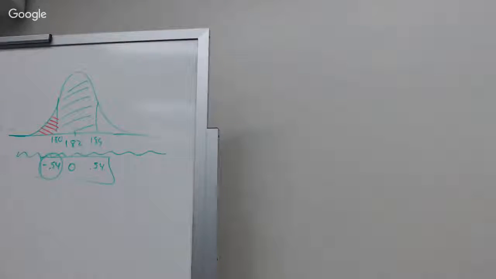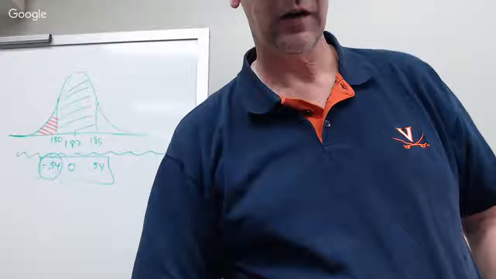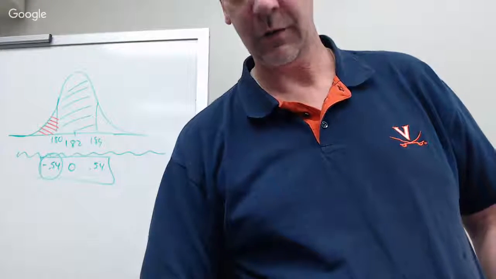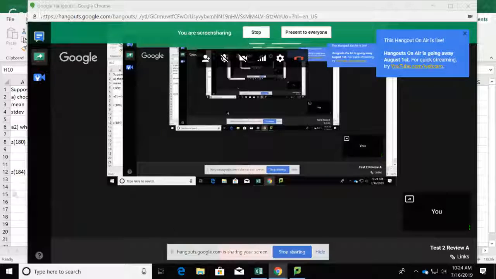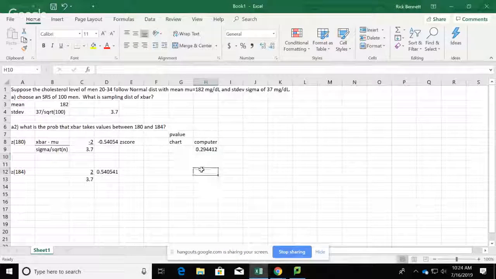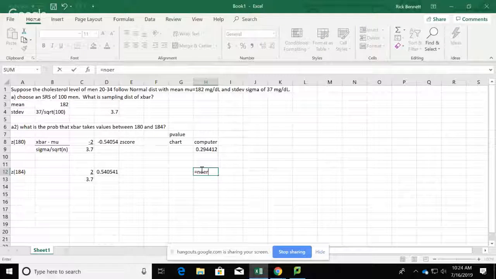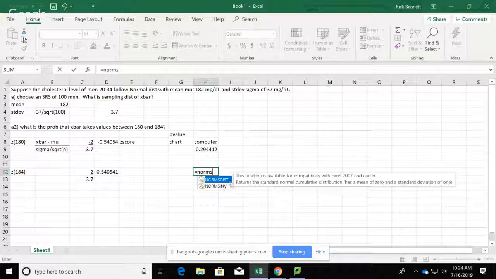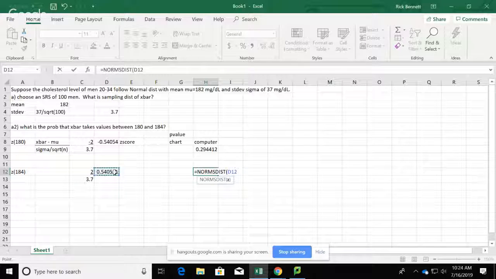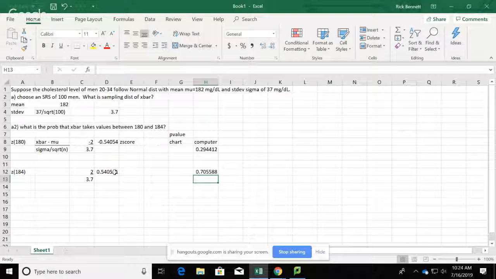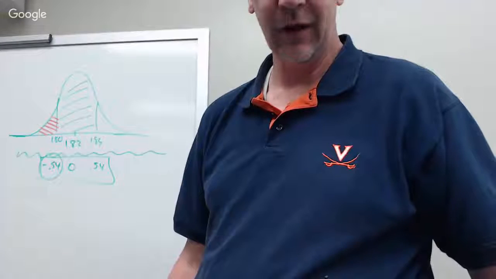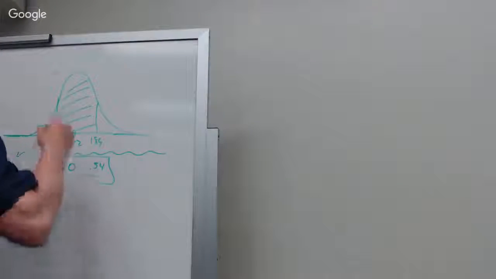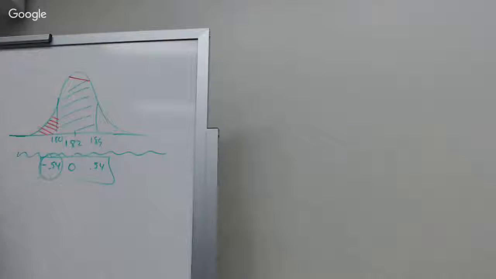Okay, now what am I going to do? I'm going to do the same thing again, the same value except for the 184 this time. Okay, so when I share my screen here, now I'm going to do norm s dist of that number, okay, and that's going to give me 0.7055. So going back to my picture again, what I've done is I've found this area here. Maybe I should use a different color.